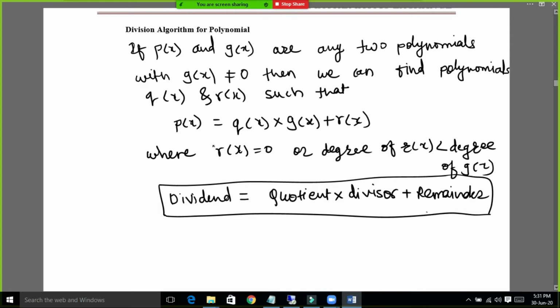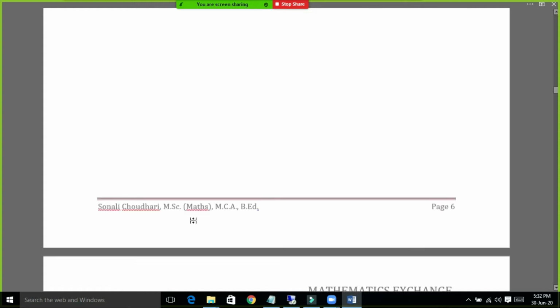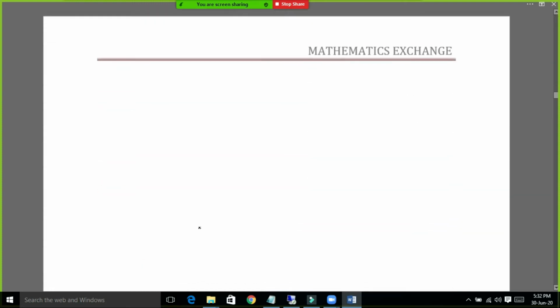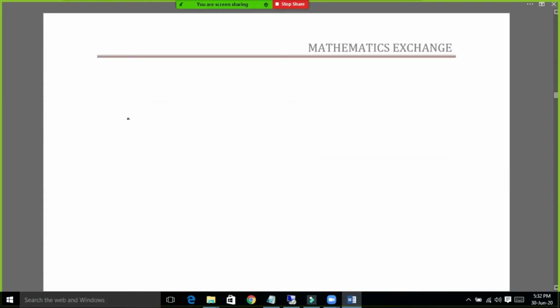So this is the condition: r of x can be 0, that is the remainder can be 0, or if the remainder is not 0, then the degree of the remainder, that is r of x, is less than the degree of g of x. So this algorithm is very useful for division of polynomials. So based on this, we see one division of polynomials.